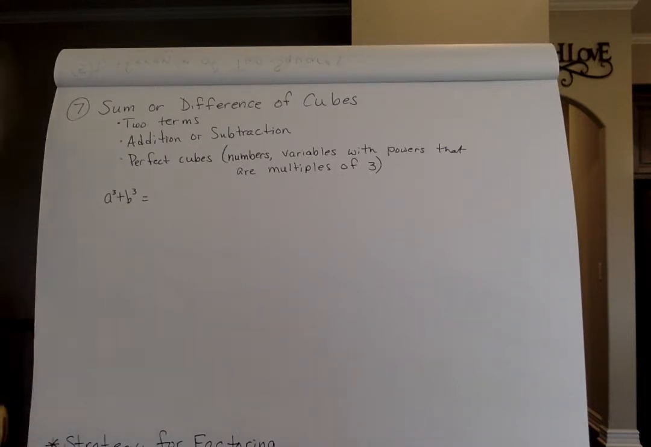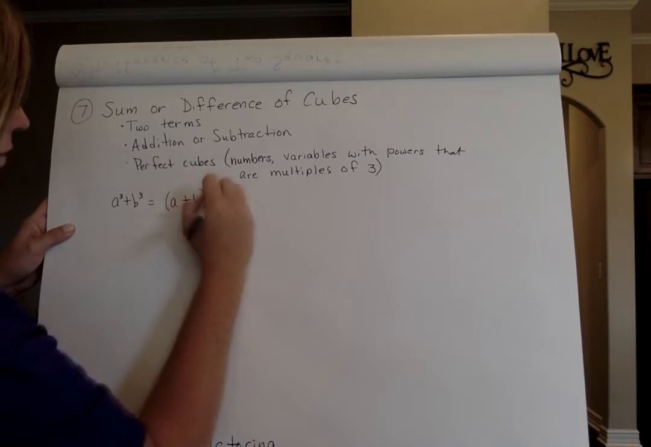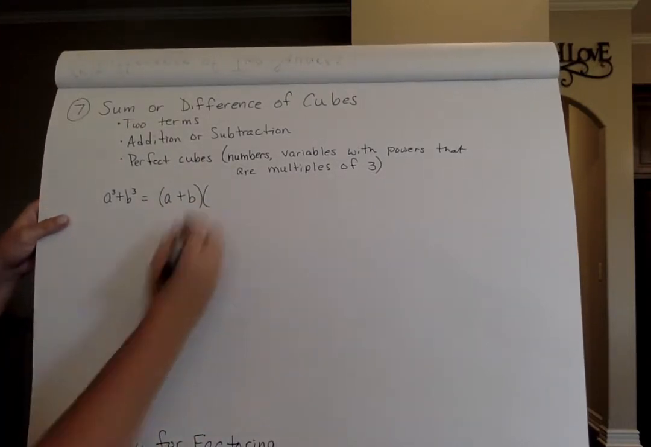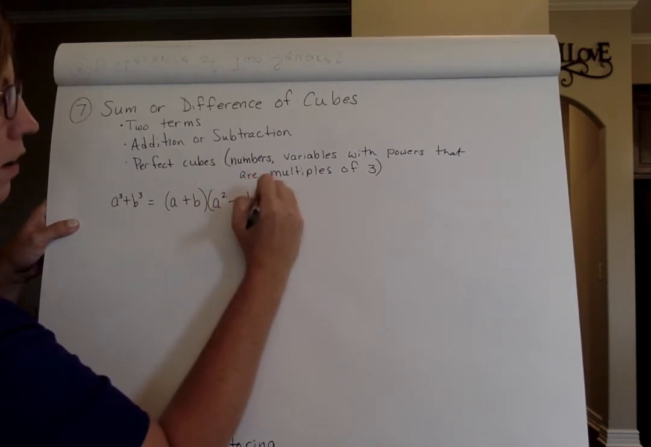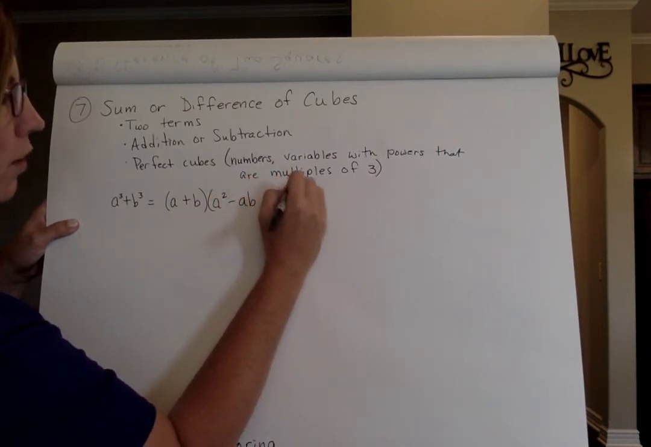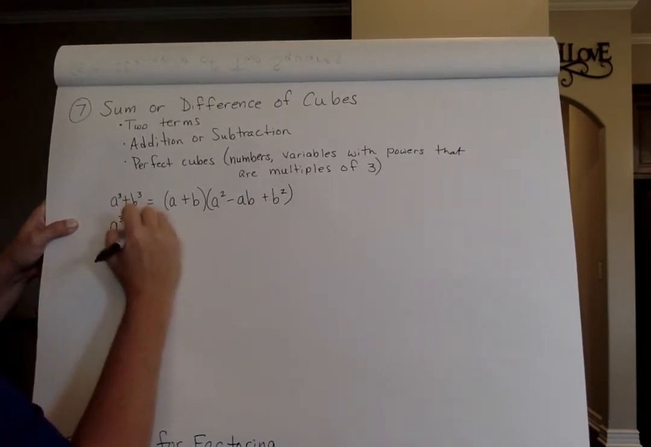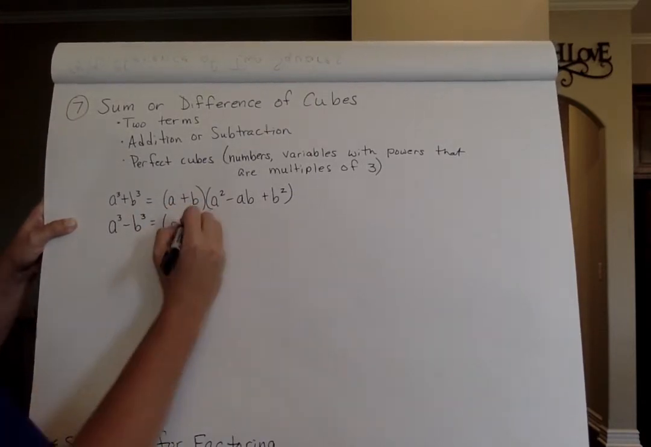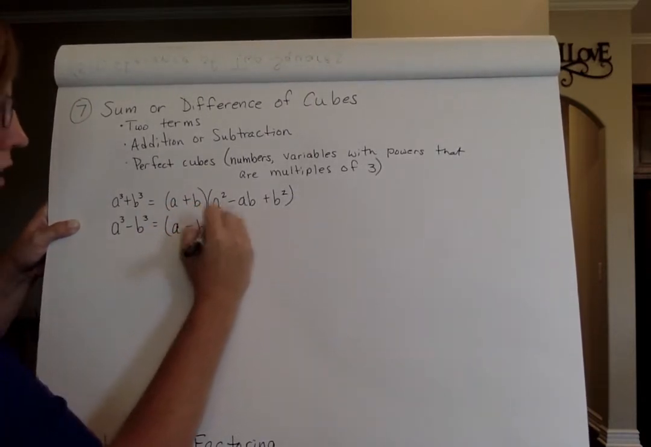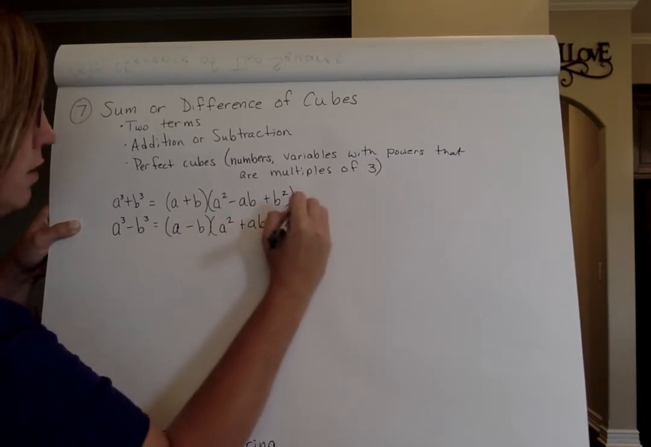So the way that we're going to factor a cubed plus b cubed is this: a plus b. Then in the second set of parentheses, a squared minus ab plus b squared. Then we have a cubed minus b cubed, because we can do both sums and differences here. This one's going to be a minus b, and then a squared plus ab, plus b squared.